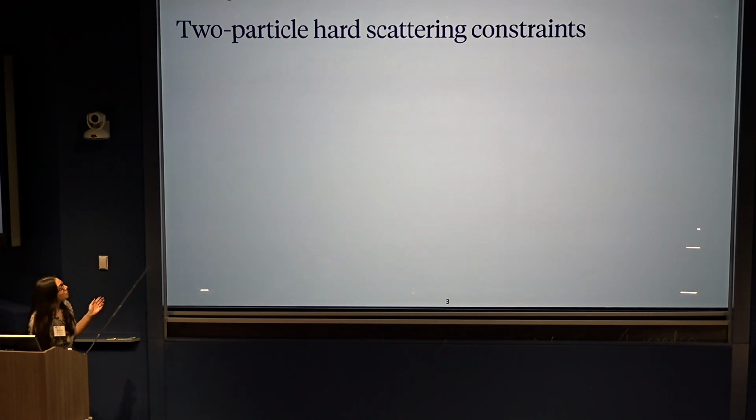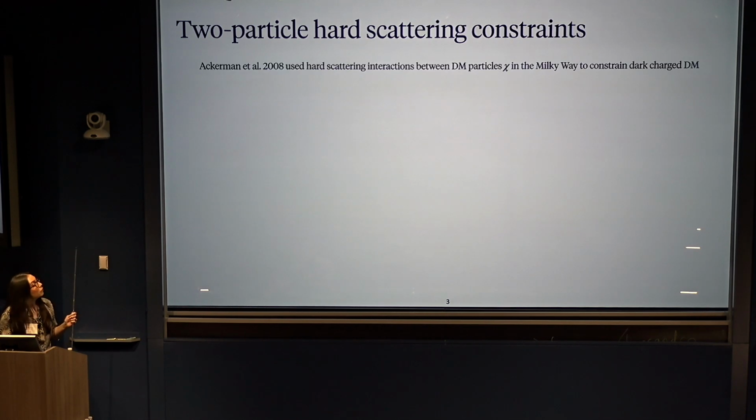So to start off, I'm just going to talk about what happens if you have hard scattering. And so this has been explored before, a long time ago by Ackermann. And I think it's instructive to just think about what happens with these two particle hard scatterings and sort of how they affect the charge mass plane.